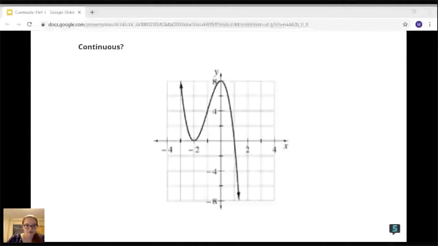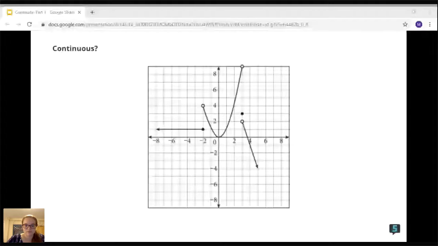What do we think? Is this continuous? There are holes in the graph. Yes, those points where the circles are not colored in, those are holes. But we do have values at those points because we have colored in circles at the same spots at -2 and at 3. But is it continuous?